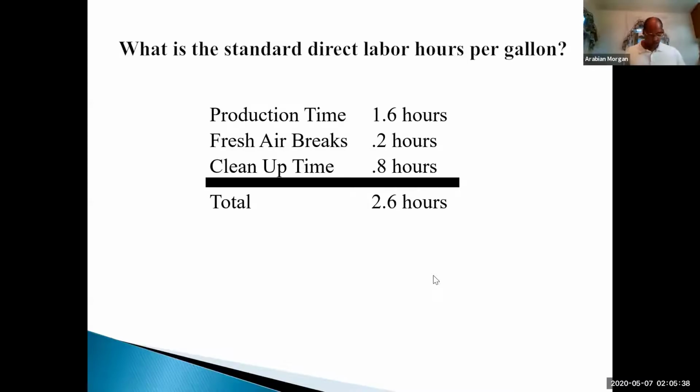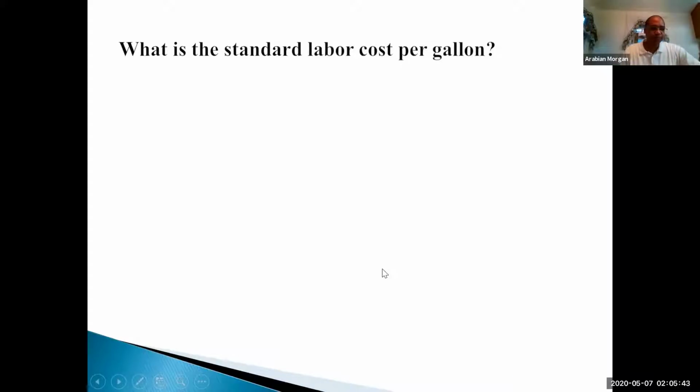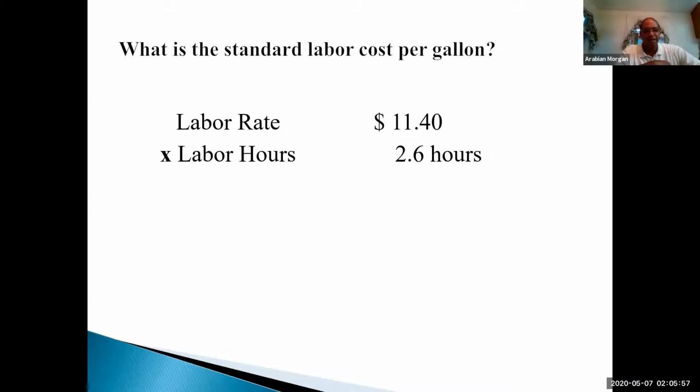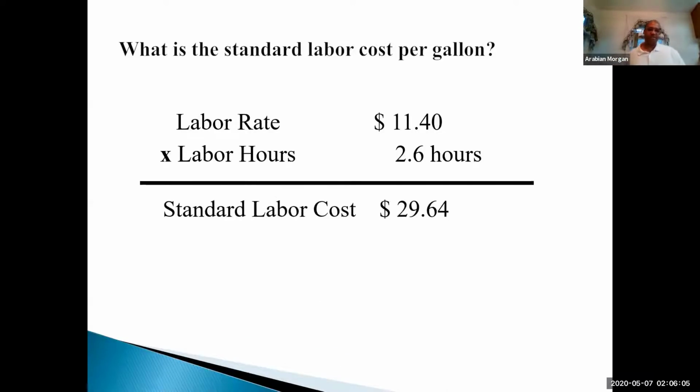Okay. All right, so let's go to question number 6 here, page 423. It says, what is the standard labor cost per gallon? So here we're going to take our labor rate that we calculated in number 4, $11.40. We're going to multiply that times the labor hours that we calculated, 2.6 hours. And this gives us a standard labor cost of $29.64. Okay.